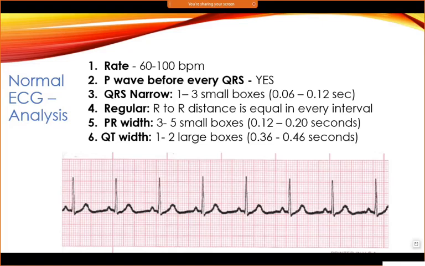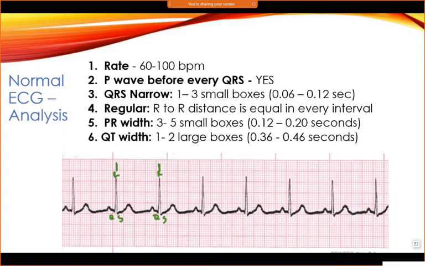Regular is when we measure our R to R. So that's just the tips. So remember, if this is Q, this is R, and this is S, and this is Q, and this is R, and this is S. We're going to be measuring in between, and I like to take a piece of paper and just mark my 2 peaks, and then see if all the peaks are the same, and that is regular. So a normal rate should be 60 to 100. There should be a P wave before every QRS. The QRS should be narrow. It should be regular.